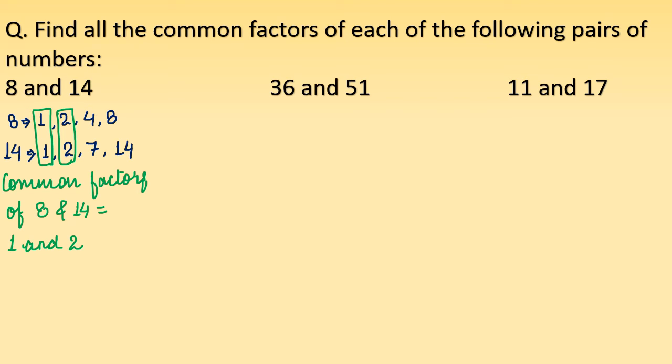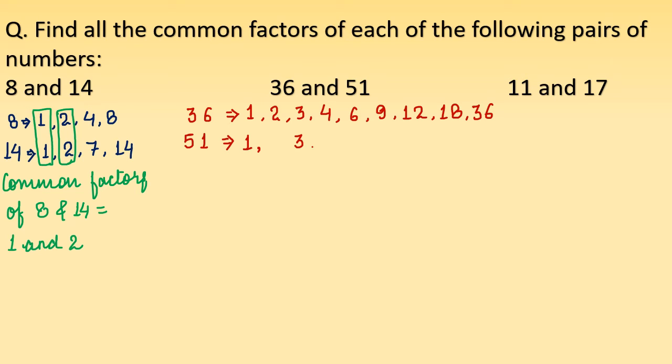The next pair is 36 and 51. So write down the factors of 36. It will be 1, 2, 3, 4, 6, 9, 12, 18 and 36. Now write down the factors of 51. So here we have 1, 3, 17 and 51 as the factors of 51.